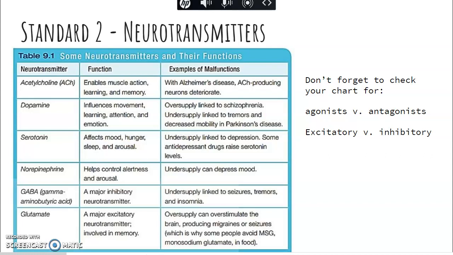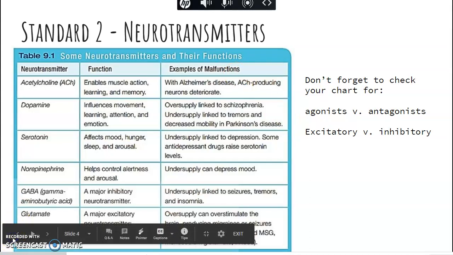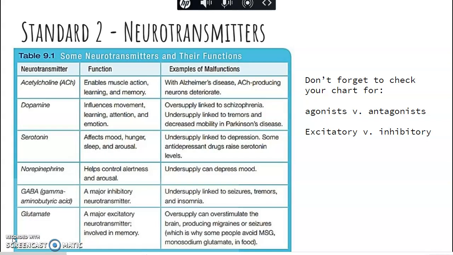And I think I did that wrong. So let me pause that for a second. Okay, I absolutely said that wrong. Botulinum is an antagonist. So agonist mimics, antagonist blocks the effect. So botulinum is an antagonist of ACH. Botulinum is Botox. It won't let your facial muscles move.